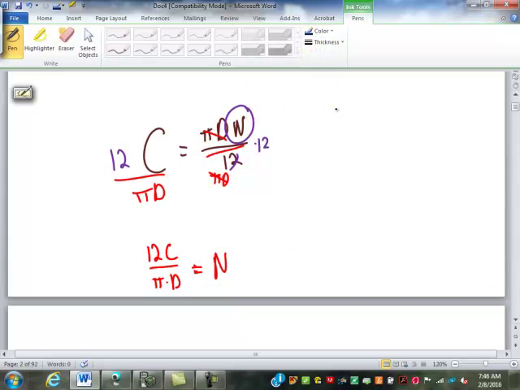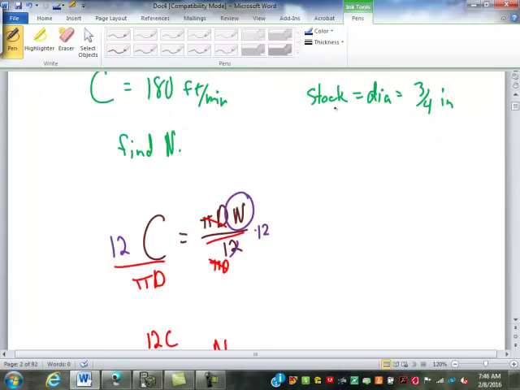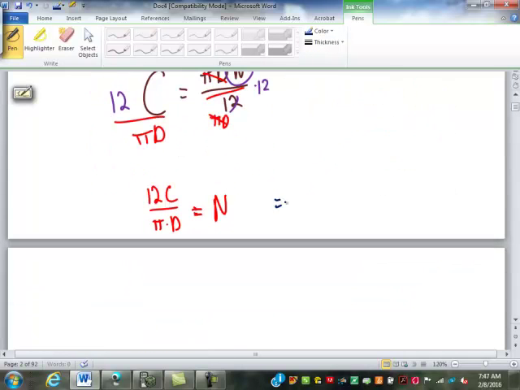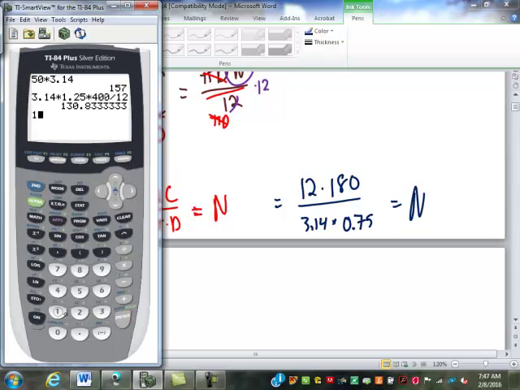So for this piece, 180 is our cutting speed. So 12 times 180 over pi, 3.14, times our 3/4 inch diameter is going to give us our RPM.